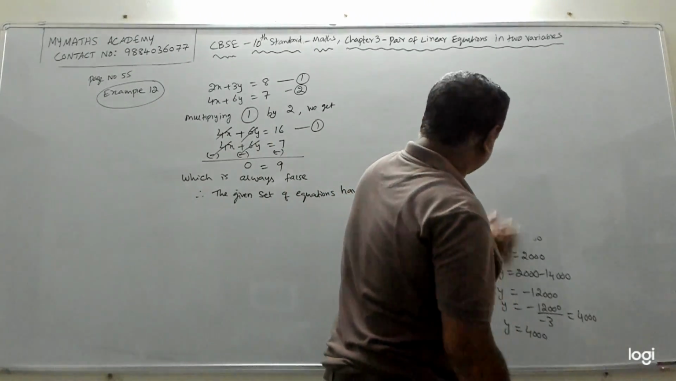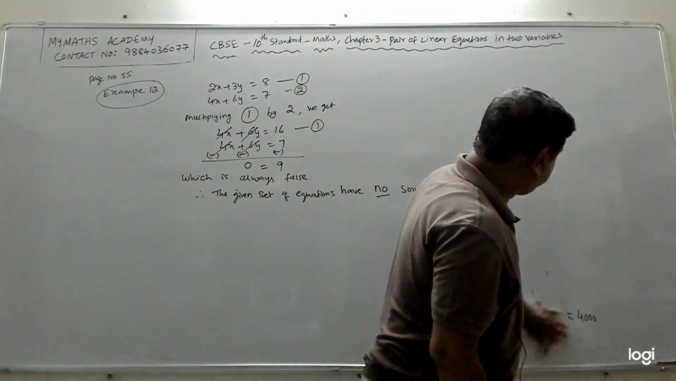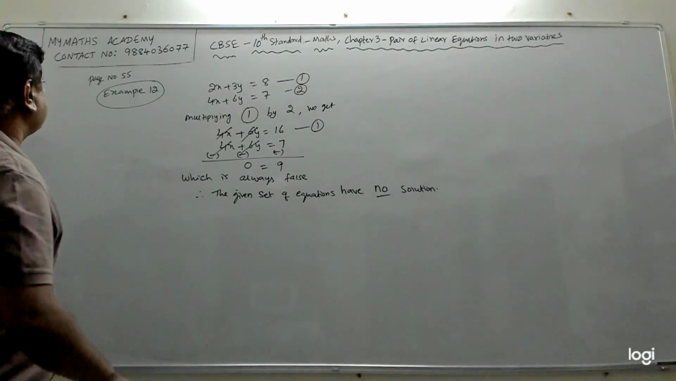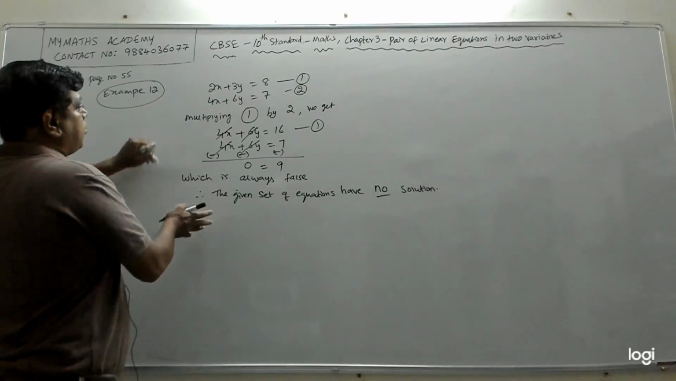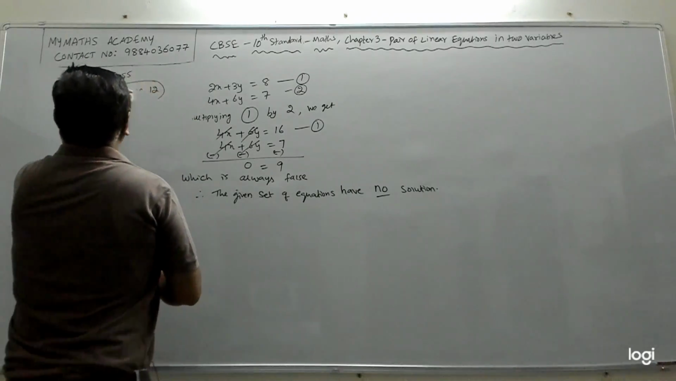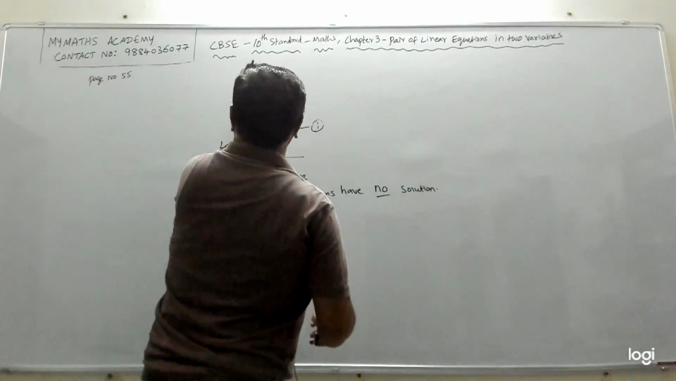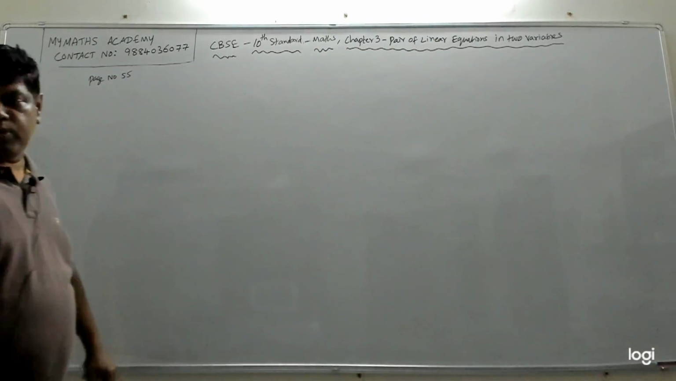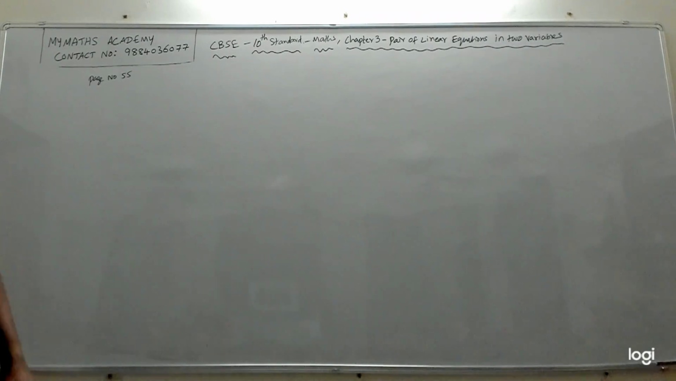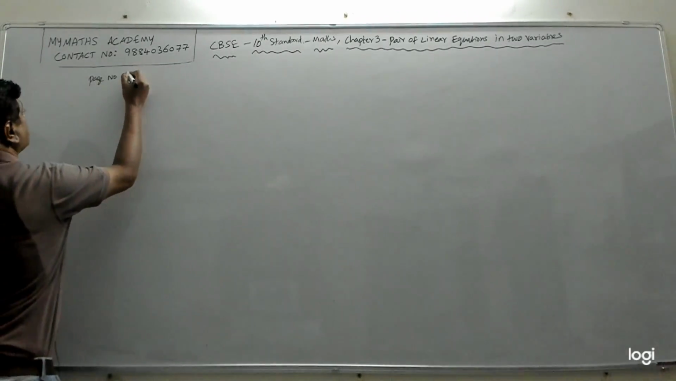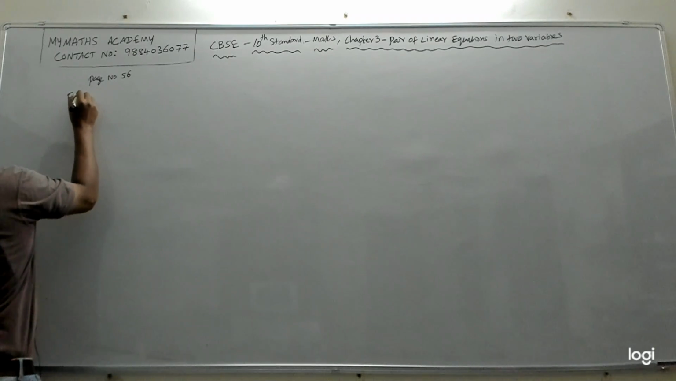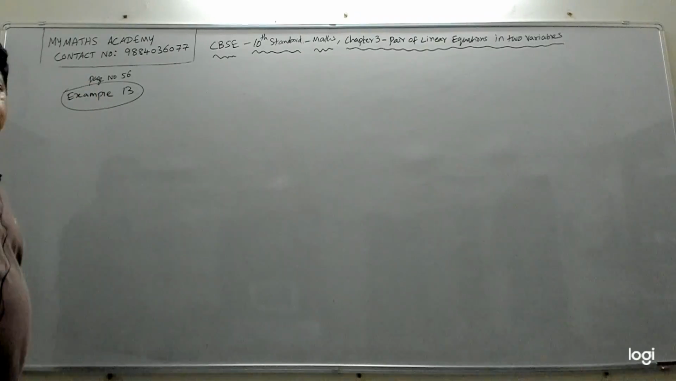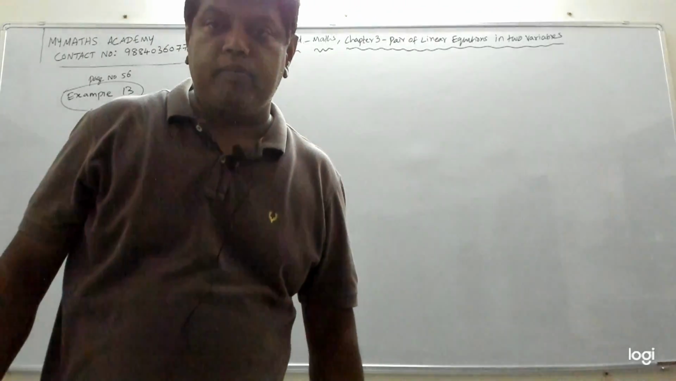Okay, now let's go to the next problem. Very important problem. What we have is example 13. So let me erase this. This is a very small problem. So example 13. What is example 13 in page number 56? So page number 56, example 13, right? Very important problem, right?